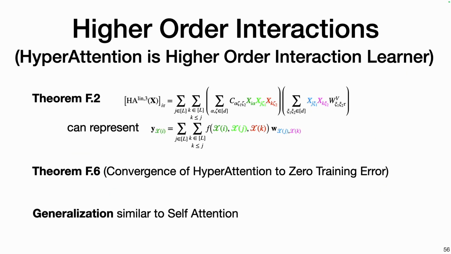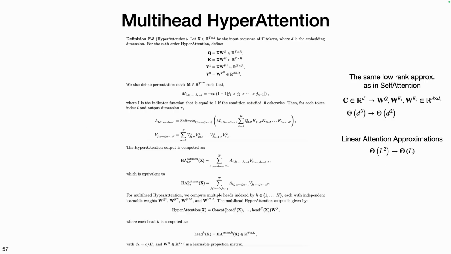And with similar representation and convergence theories and some example scenarios, in the paper we showed that hyperattention is a higher order interaction learner. And of course there are several details that you should take into account when you use them in your experiments, which will make it more efficient and scalable.